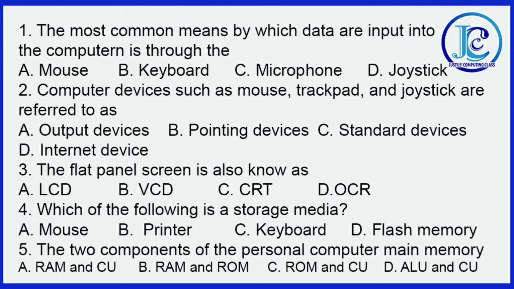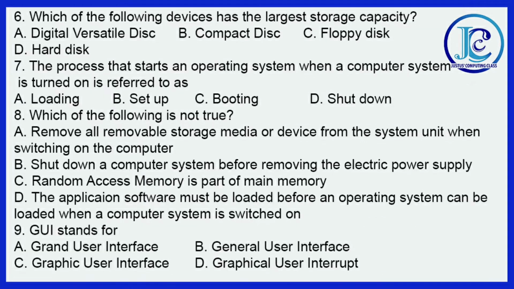Okay, let me repeat this question again. The two components of the personal computer main memory are A, RAM and CU, B, RAM and ROM, C, ROM and CU, then D, ALU and CU. Question 6. Which of the following devices has the largest storage capacity? A, digital video disk, B, compact disk, C, floppy disk, then D, hard disk.